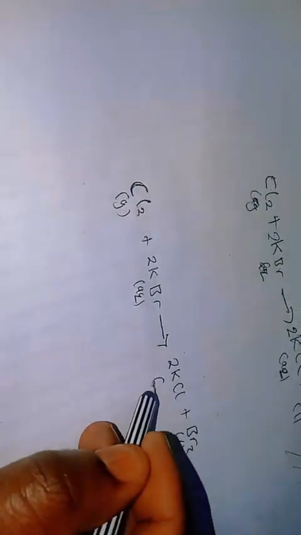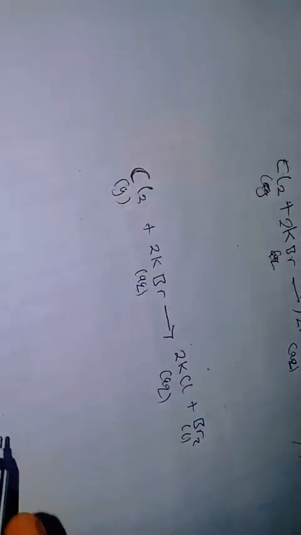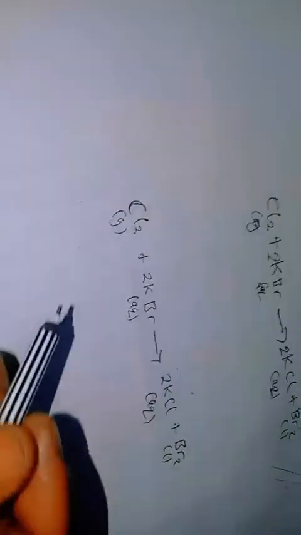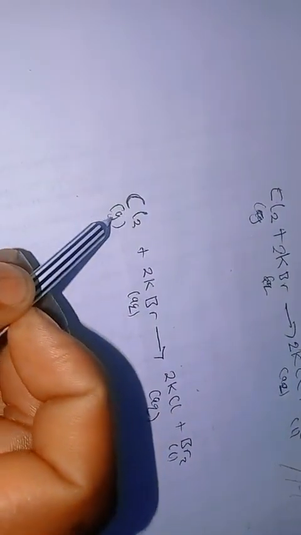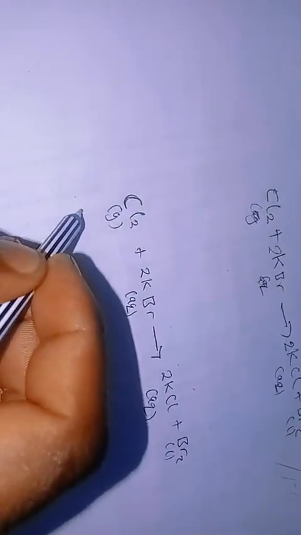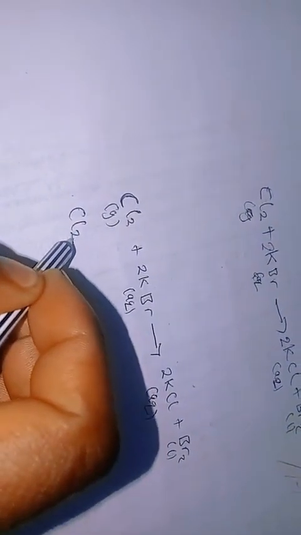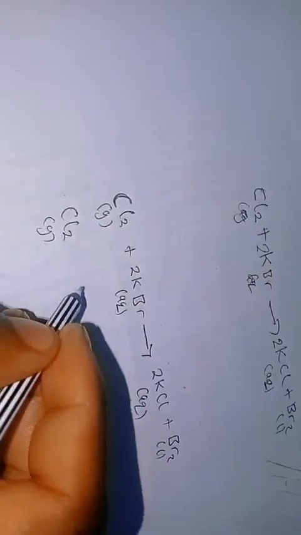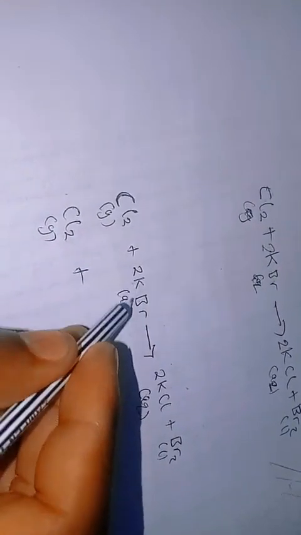So how do we write an ionic equation? We formulate an ionic equation from the balanced chemical equation, remember? When writing an ionic equation, we split those substances that are in aqueous solution, okay? So that are in aqueous state. This chlorine gas, it is in gas. We cannot separate it or split it. We just write it the way it is, then we split this.